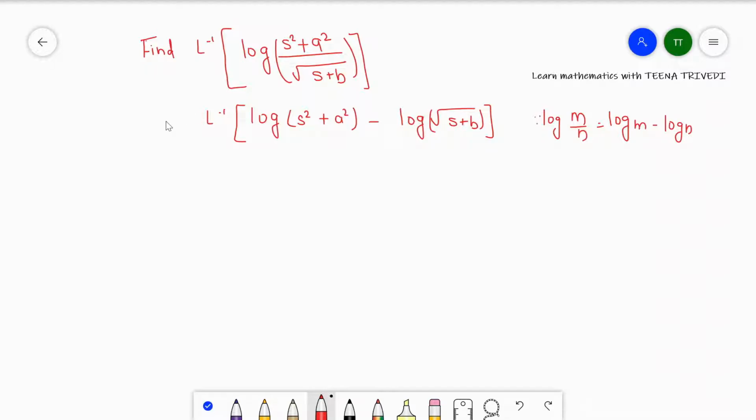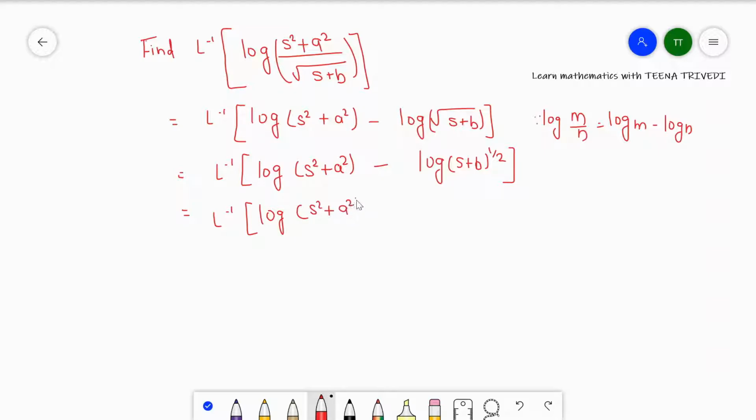Okay, so again we can write Laplace inverse of log (s square plus a square) minus log (s plus b) power half. Okay, root (s plus b) means (s plus b) power half, and then we can write Laplace inverse of log (s square plus a square) minus half log (s plus b), and here I am using the logarithm formula also, log m raised to power k is equal to k log m.